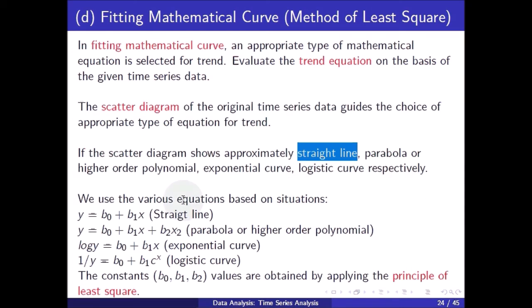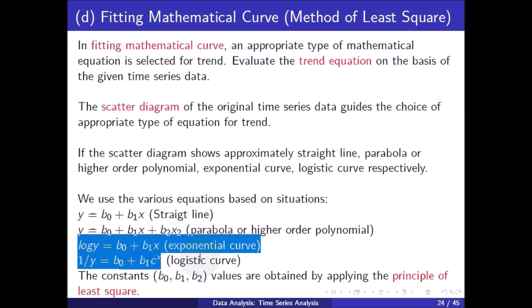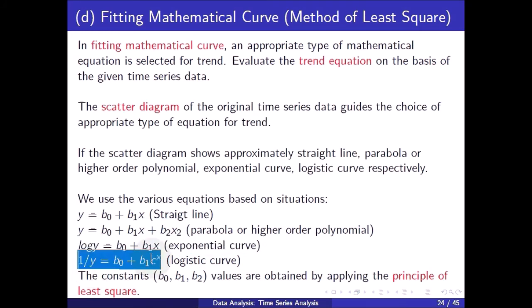We use various equations based on the situation. So if it is a straight line, we use this particular equation. If it is a parabola or higher order polynomial, we use this type of equation. If it is an exponential curve, we use this type of equation. If it is a logistic curve, we use this type of equation. The constants b0, b1, b2 are obtained by applying the principle of least squares.